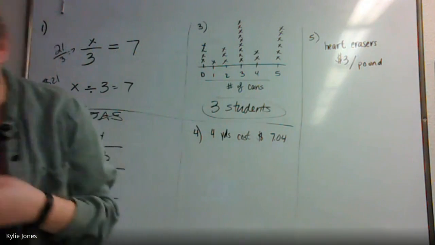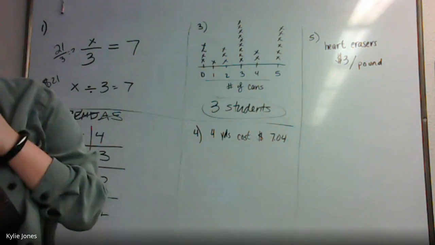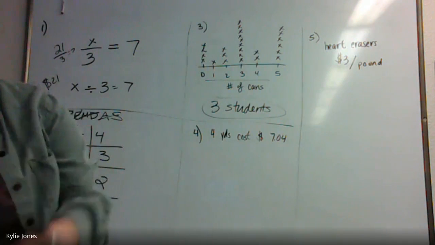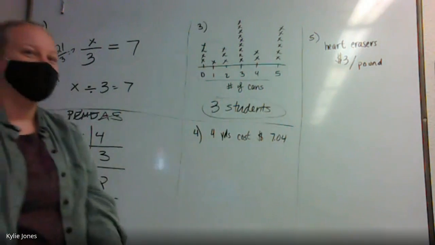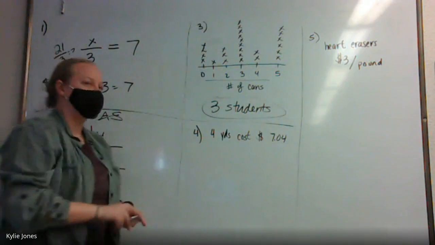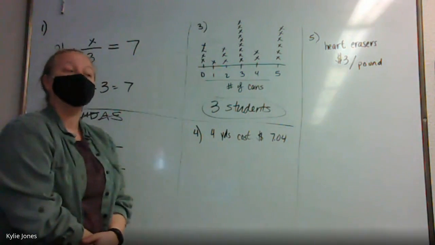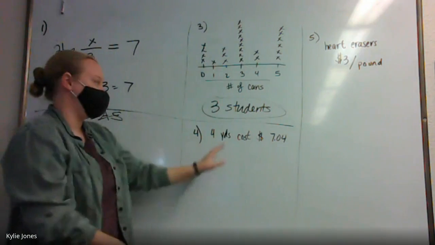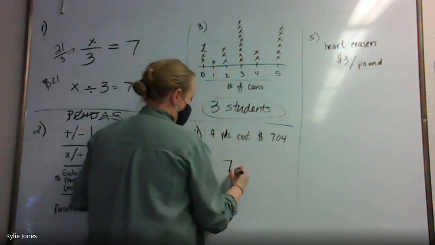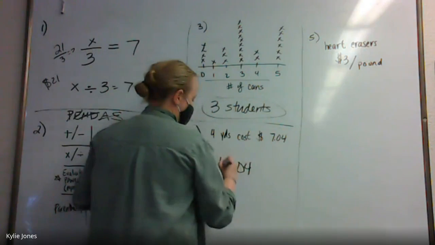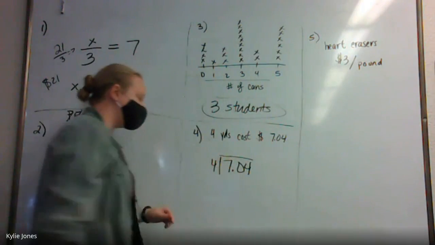We have a 4-yard piece of fabric that costs you $7.04. What is the unit price of fabric per yard? What is a unit price? What does that mean? Like how much it would cost if you just bought 1 yard. How do we do that? What do we need to do? Good. Divide. $7.04 divided by 4. So let's do that.